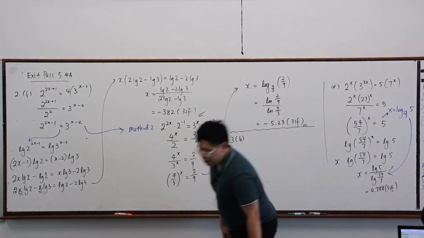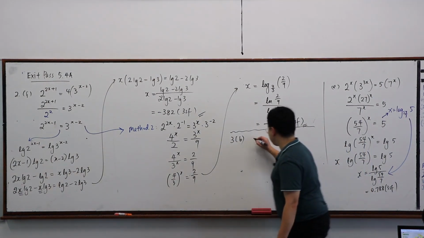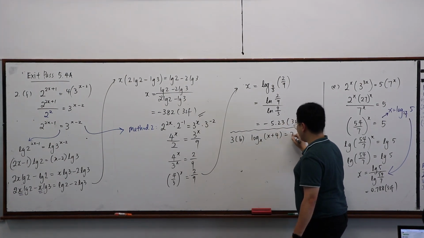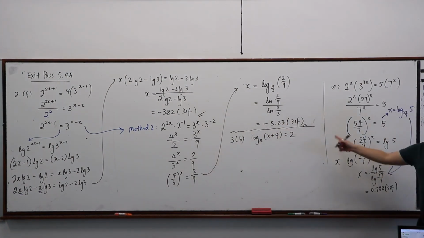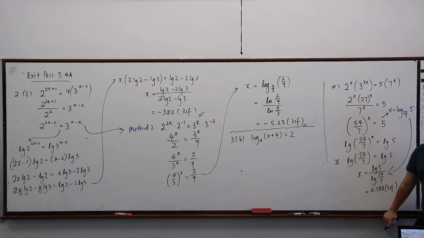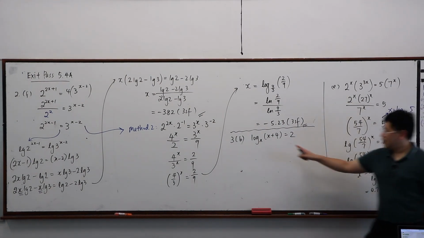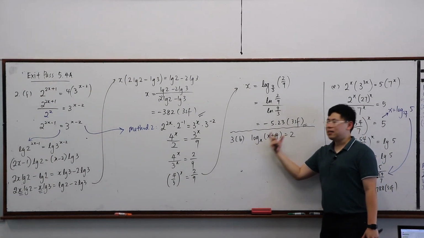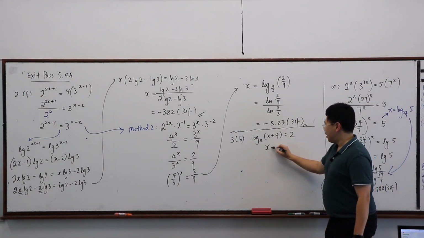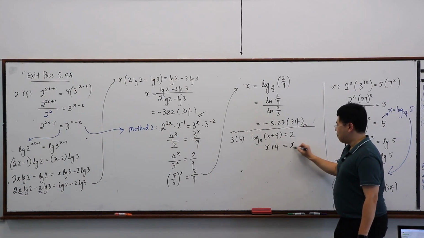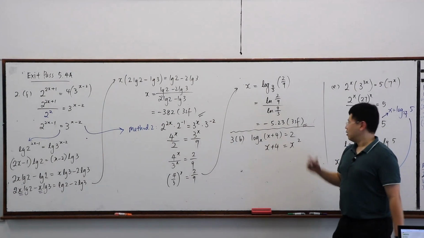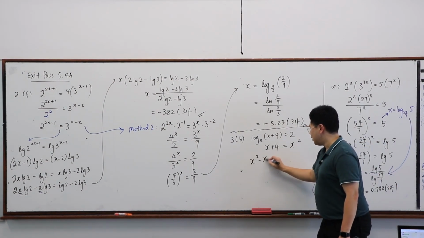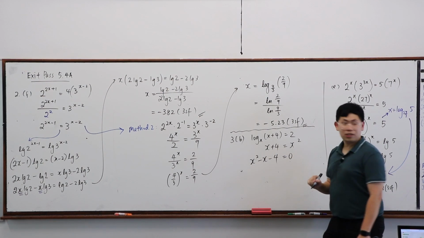Okay, question 3: log base x of (x plus 4) equals 2. Even though it's a logarithm, this one is very easy. How? This is the base, so we remove the base, correct? Take the base and put it on the other side. So we have x plus 4 equals base x power 2. Quadratic equation. So now it becomes x squared minus x minus 4 equals 0.